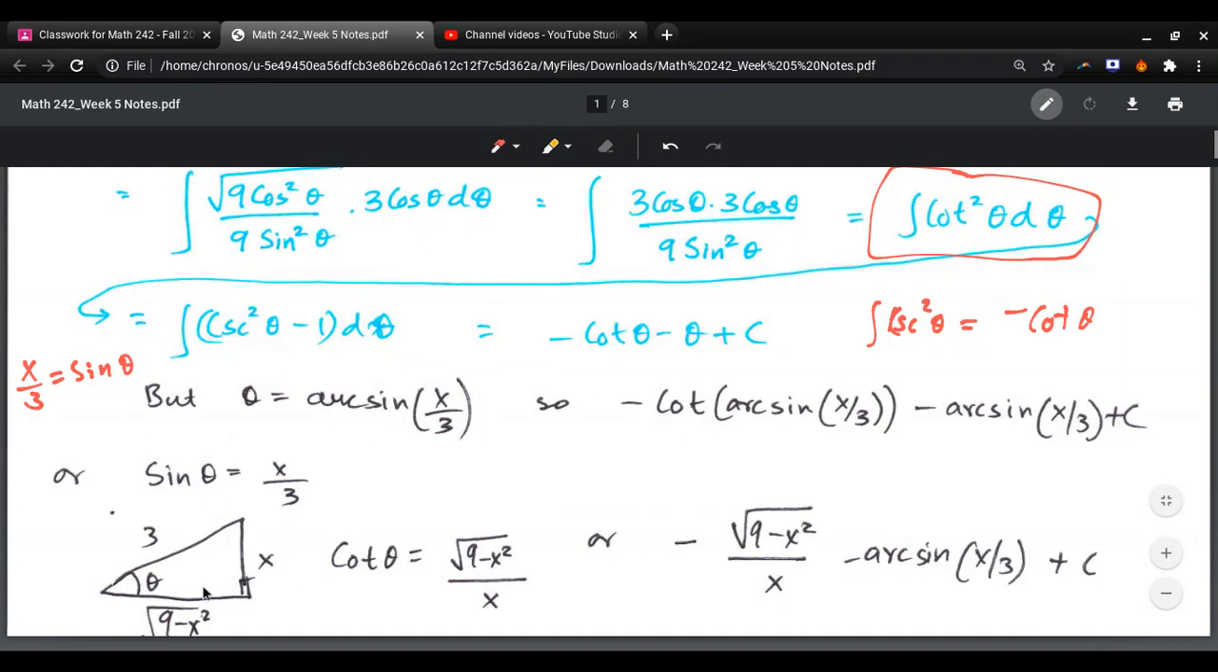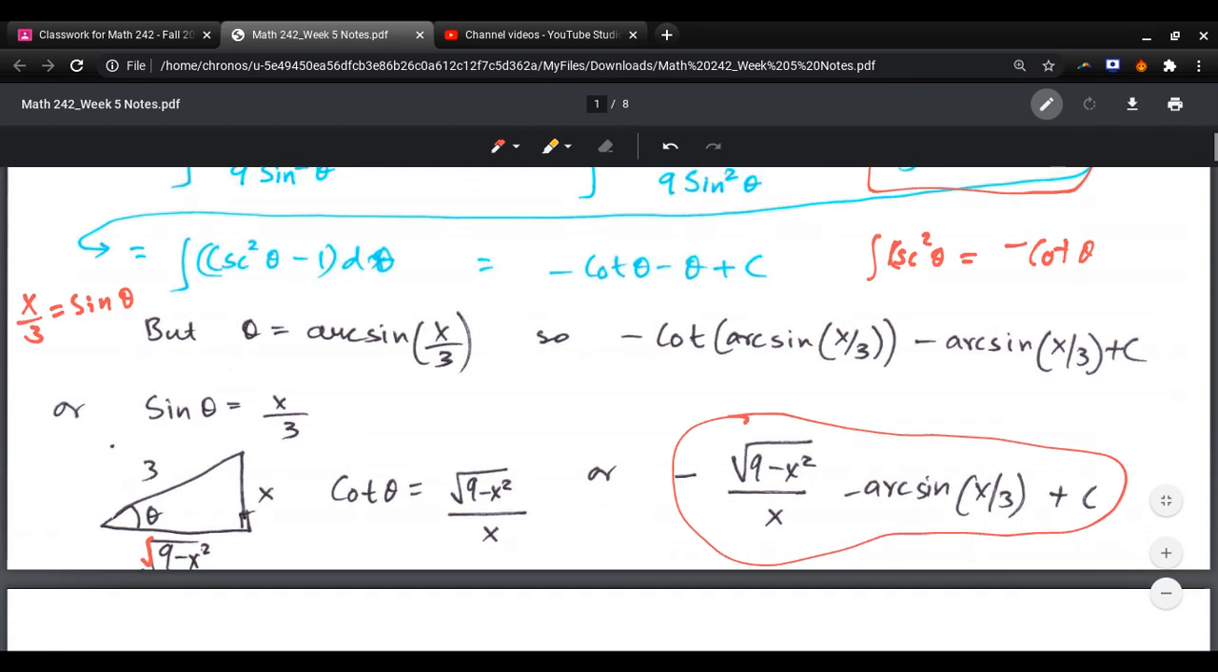But also you can make it much nicer, because sine theta is x over 3. That means it's the sides of a triangle with angle theta, where the sides are opposite and hypotenuse. So you can find the adjacent as square root of 9 minus x squared. So that cotangent now becomes the inverse of tangent, which is adjacent over opposite, so square root of 9 minus x squared over x. So your final result in terms of x can also be this expression, negative square root of 9 minus x squared over x minus arc sine x over 3 plus c.